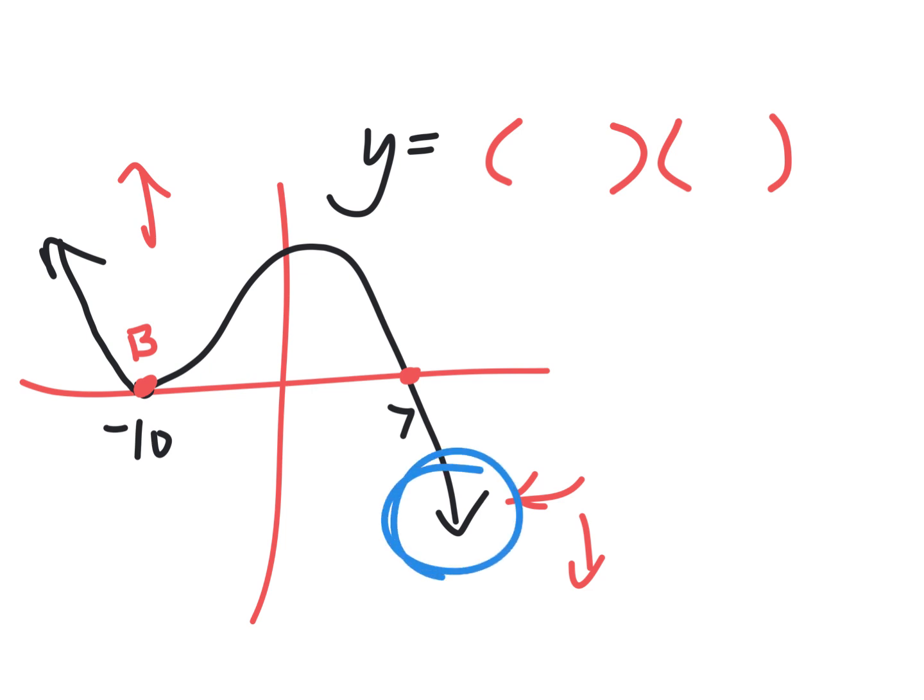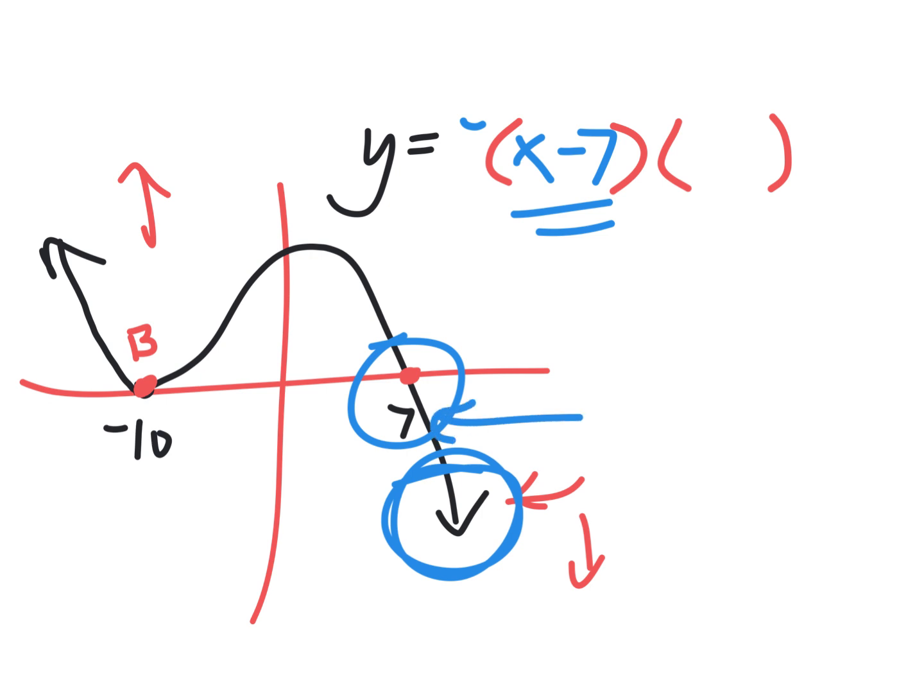Do you agree since it's going down, there has to be a negative somewhere? I'm just going to put it in the front. Now, you could have put it inside a parenthesis if you wanted, but I'm putting it in the front. Then, do you agree it has to go through 7, which is like x minus 7? That would account for this 7 here. And then it's bouncing at a negative 10. So I go x plus 10, but bouncing means squared.